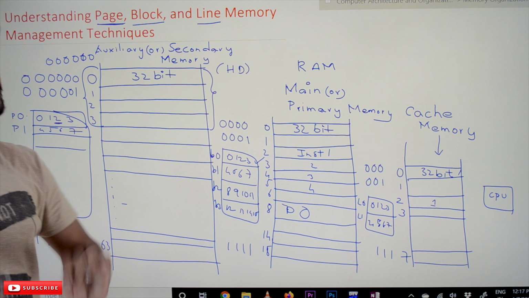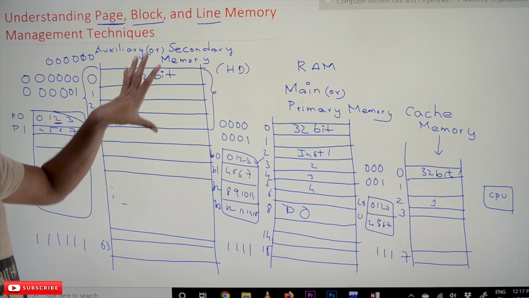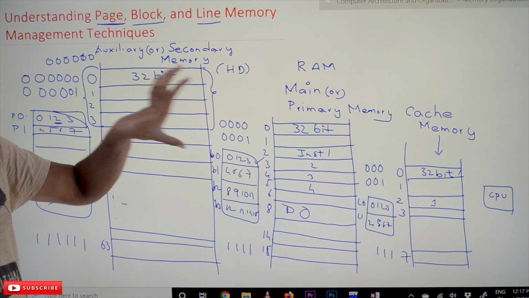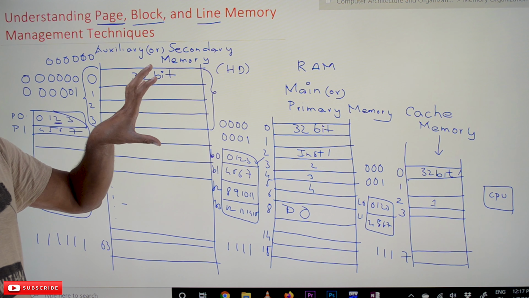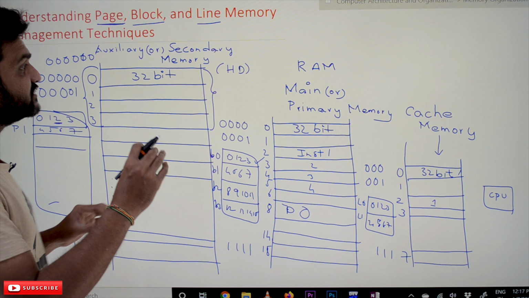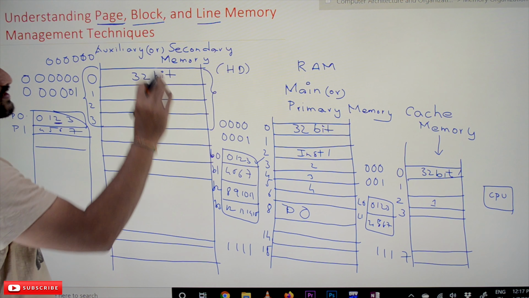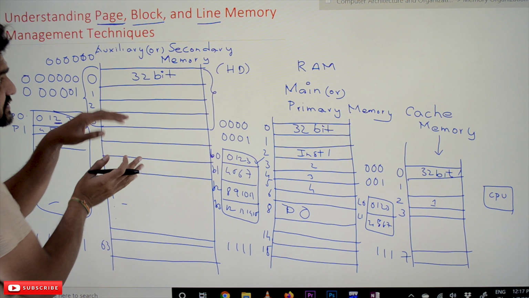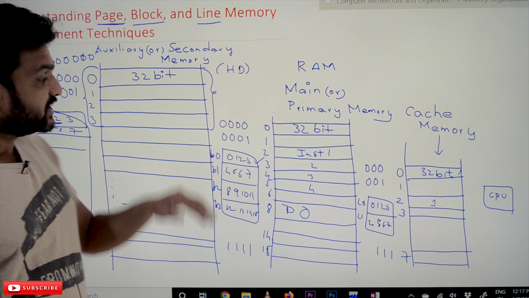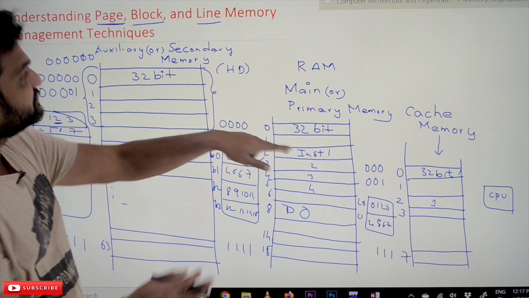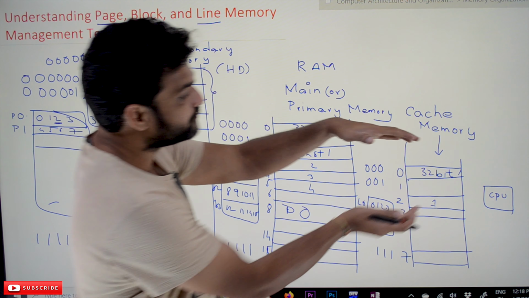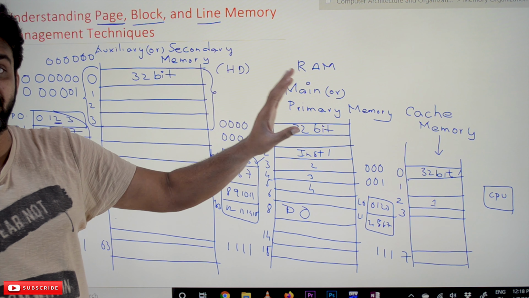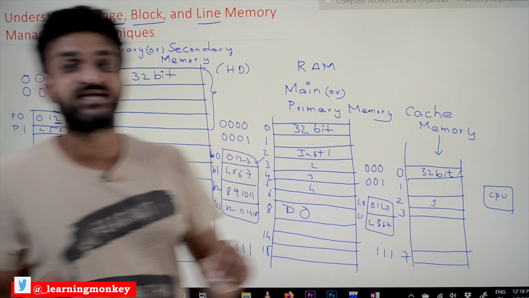Right now, the point you have to understand in this class is that the entire physical memory gets grouped, and based upon where the grouping is done, the names are given. If the group of words is considered in the hard disk, we call it a page. If the group of words is considered in main memory, we call it a block. If the group of words is considered in cache memory, we call it a line. So this point is very important to understand in this video.